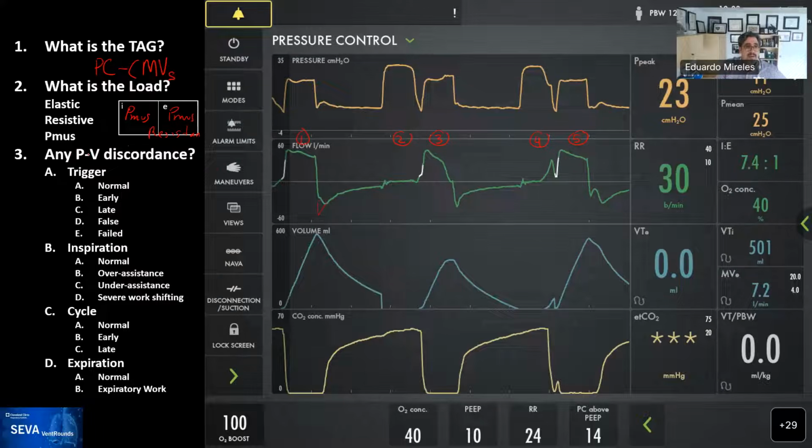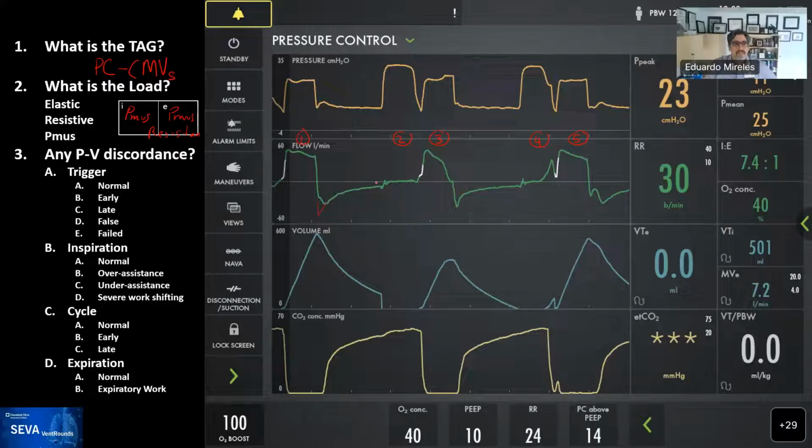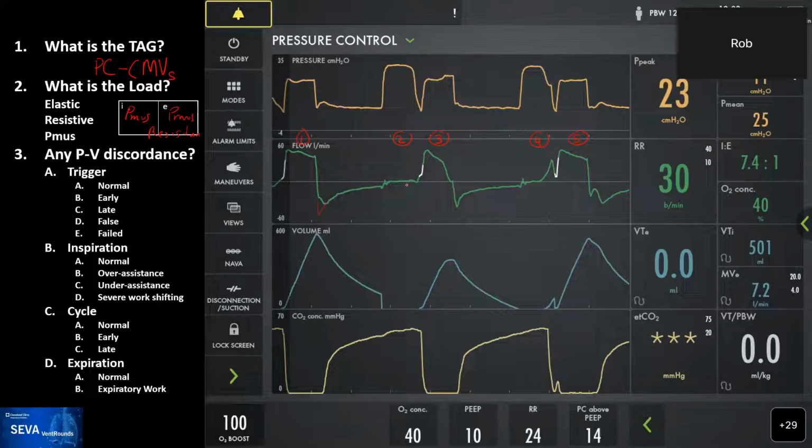The other thing to keep in mind is that most of the time when we talk about PMOS on inspiration, it's a positive PMOS. Now, a positive PMOS in volume control decreases the airway pressure, but it increases flow and volume on pressure control. But there's nothing to say PMOS can't be negative, right? An expiratory effort, or even a kind of braking effort like you see in infants. And that's what's happening in 2. The load is an expiratory PMOS. It's still a load on the muscles, but it's just in the opposite direction that we typically see.